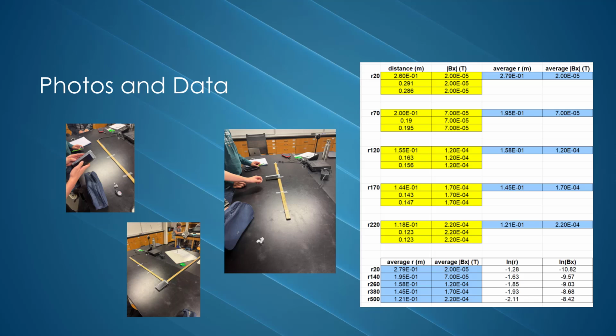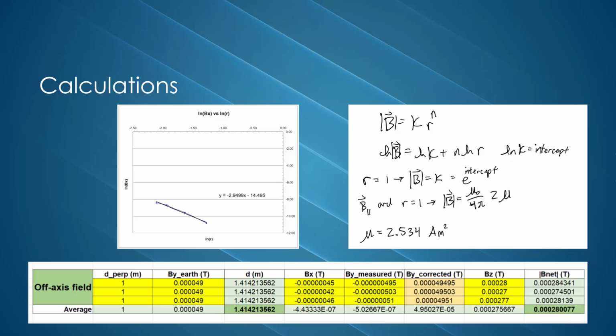So the magnetic field strengths that we were interested in measuring were 20, 70, 120, 170, and 220 microteslas. And you can see the corresponding distances. Here we can see our natural log graph. The slope is about -3. Now we want to solve for the magnetic dipole moment, so we'll use our parallel magnetic field formula. And we'll set our r equal to 1, so that terms simplify out. And we can do some easy algebraic rearranging to get mu equals 2.534 amp meters squared.